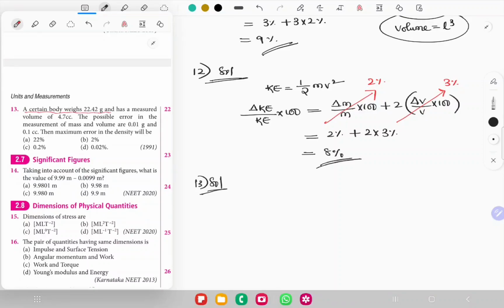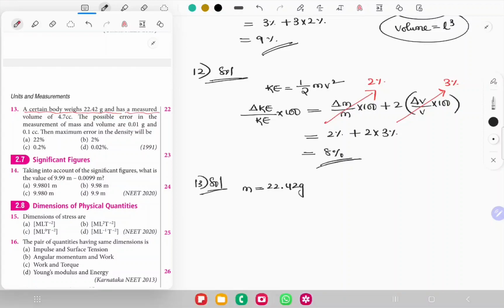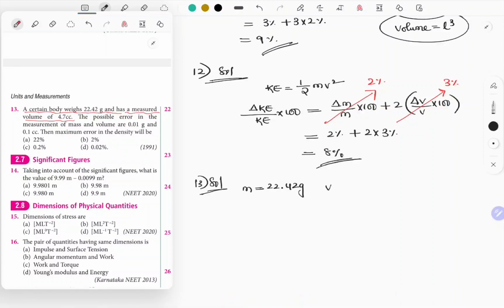A body weighs 22.42 grams. They have given mass. Okay, m is equal to 22.42 grams and has a measured volume of 4.7 cubic centimeter. The meaning of cc is cubic centimeter or centimeter cube. You can represent it in both ways. That means they have given units in the form of CGS. Volume is equal to 4.7 cubic centimeter. This can also be represented as centimeter cube.